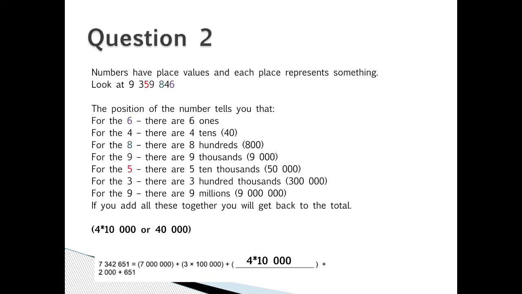Look at the number 9,359,846. The position of the number tells you that for the 6 there are 6 ones, for the 4 there are 4 tens, 40. For the 8 there are 8 hundreds, 800. For the 9 there are 9 thousands. For the 5 there are 5 10,000s. For the 3 there are 3 100,000s. And for the 9 there are 9 millions. If you add these all together, you will get back to the total. So the missing number is 4 times 10,000 or 40,000.